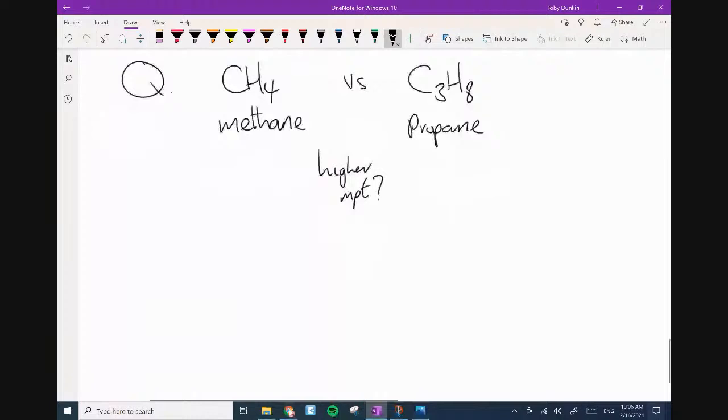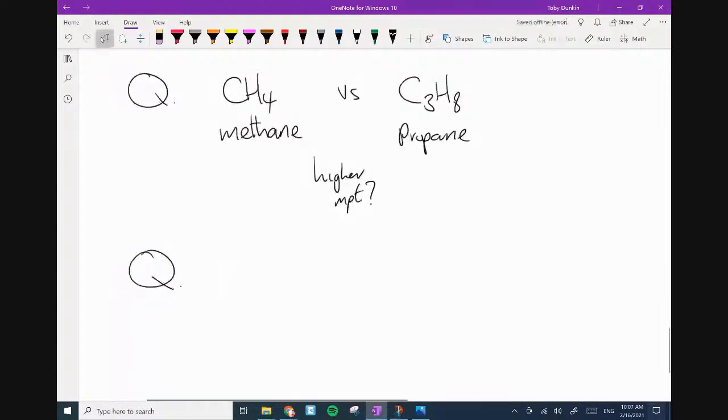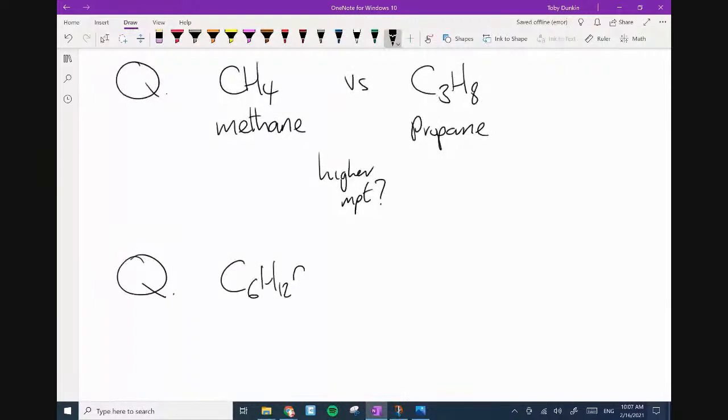Question number 2. Let's do hydrogen. Oh, that's a tricky one. No, I won't do that one. Let's do glucose versus sugar. C12H, got to be careful here, 22O11.